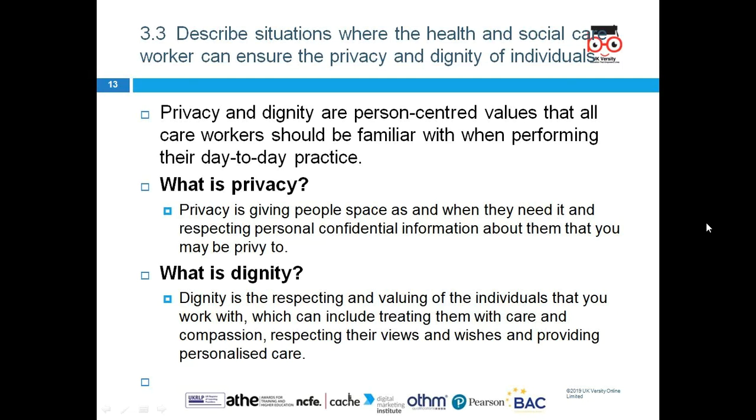No, I didn't hear that. Can you come in? I didn't hear that. Oh, so I was just asking Ben now if he had an example of privacy or dignity.